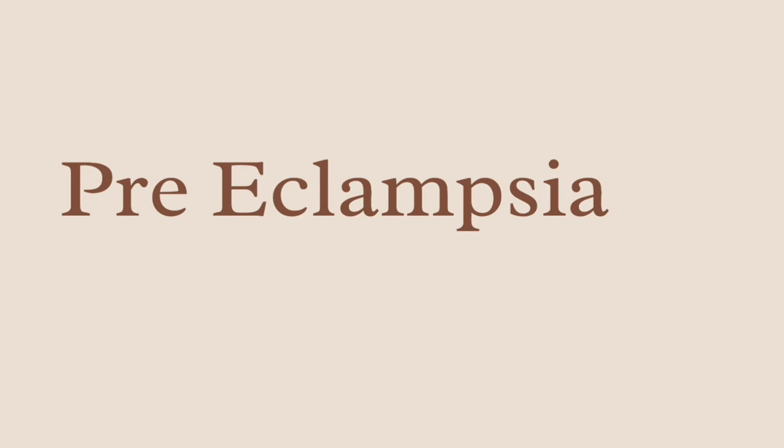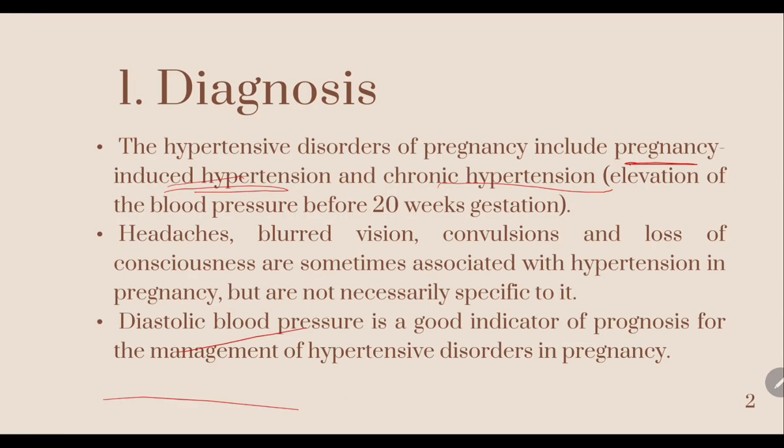So let's get into the topic. The diagnosis. The hypertensive disorders of pregnancy include pregnancy induced hypertension and chronic hypertension. Chronic hypertension is elevation of blood pressure before 20 weeks of gestation. If the patient is having hypertension before 20 weeks of gestation, that could mean that the patient is having high blood pressure even before we check the patient. Maybe that was undiagnosed, or maybe it is diagnosed during the pregnancy.